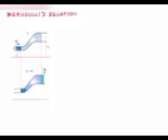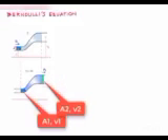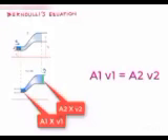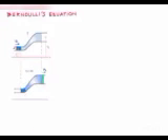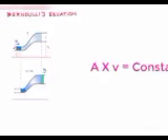Or in other words, if let us say the cross-sectional area over here is A1 and the velocity is V1, and the cross-sectional area here is A2 and the velocity is V2, then if you multiply the cross-sectional area with the velocity of flow, what you'll get is the volumetric flow rate, and A1 V1 should equal A2 V2 if the liquid is flowing continuously. So the continuity equation says that the product of cross-sectional area and the velocity of the fluid should be a constant.